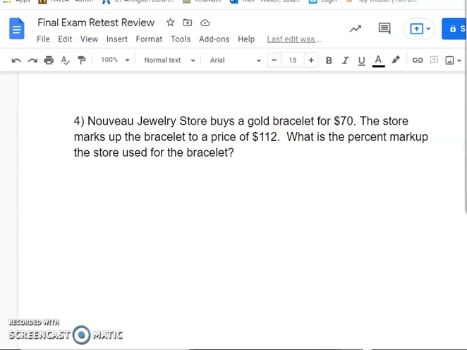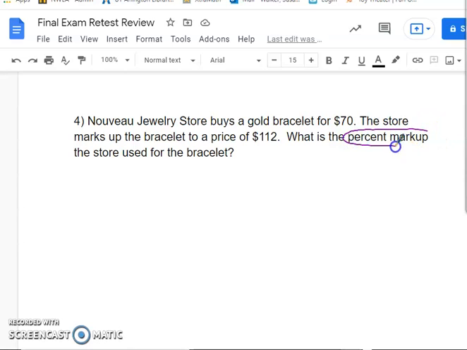At Nouveau Jewelry Store. Nouveau Jewelry Store buys a gold bracelet for $70. The store marks up the bracelet to a price of $112. And we've talked about this before. It's because the store wants to make a profit. What is the percent markup?